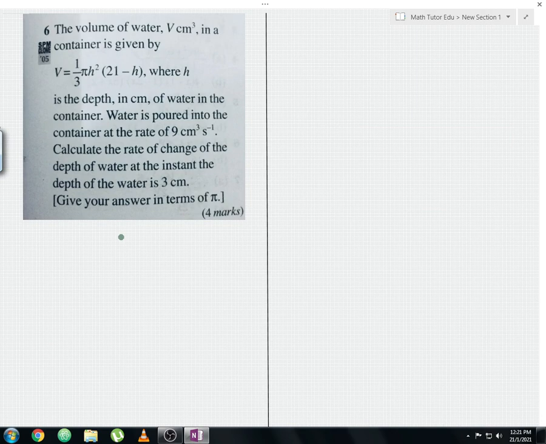Okay, let me read the question now. The volume of water V cm³ in a container is given by V = 1/3 πh²(21 − h), where h is the depth in centimeters of water in the container. Water is poured into the container at the rate of 9 cm³ per second. Calculate the rate of change of the depth of water at the instant the depth of water is 3 cm. Give your answer in terms of π.